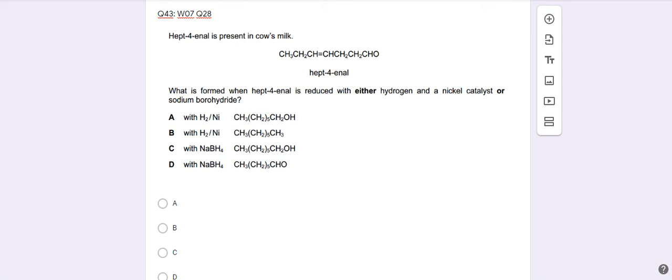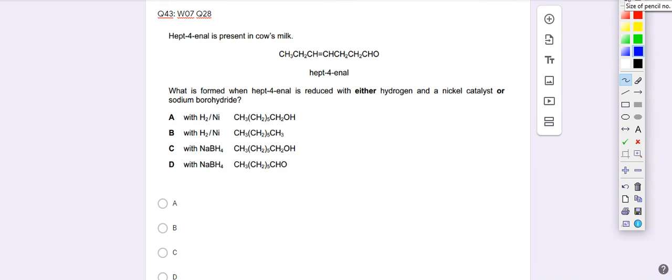This is chapter 18, question 42. We have a compound called hep 4-enol. They are asking what is formed when hep 4-enol is reduced with either hydrogen and a nickel catalyst or sodium borohydride. In this hep 4-enol, we have two functional groups, alkene and aldehyde.